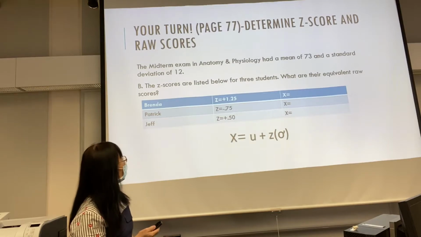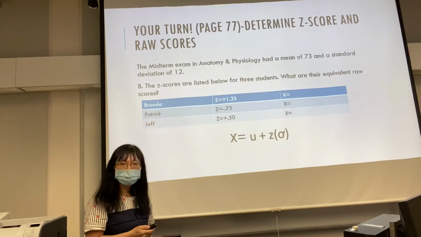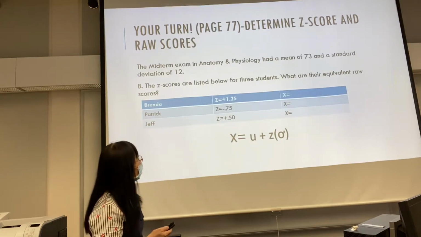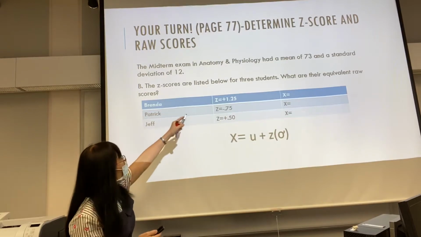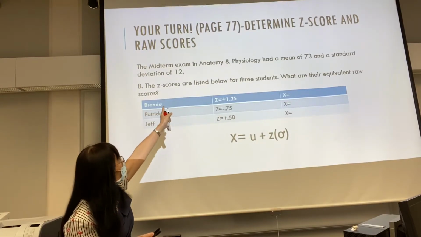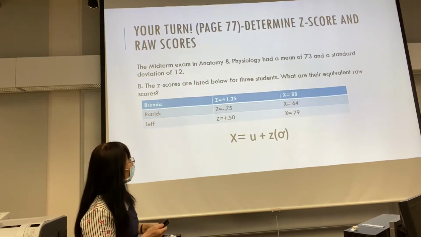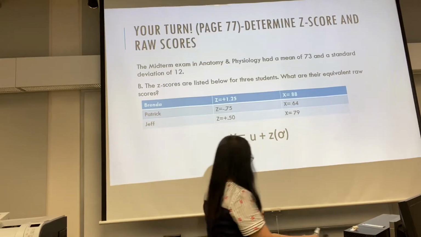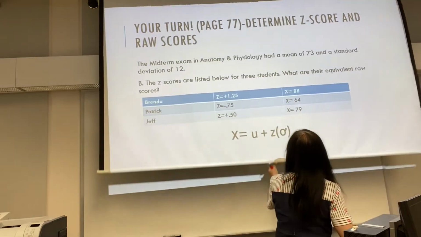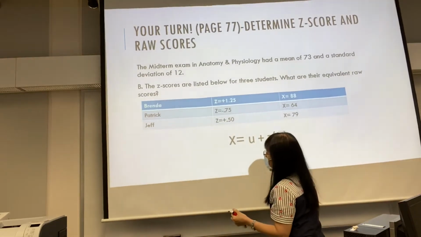Now, if I give you the Z score, how do you know the raw score? You still have a mean and standard deviation there, right? So how do you do it? Let me see, I can put it here, or maybe I can just use this.